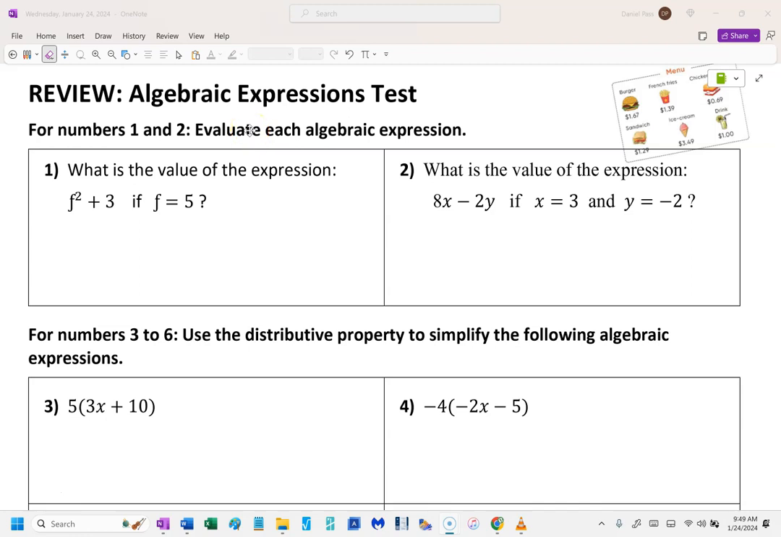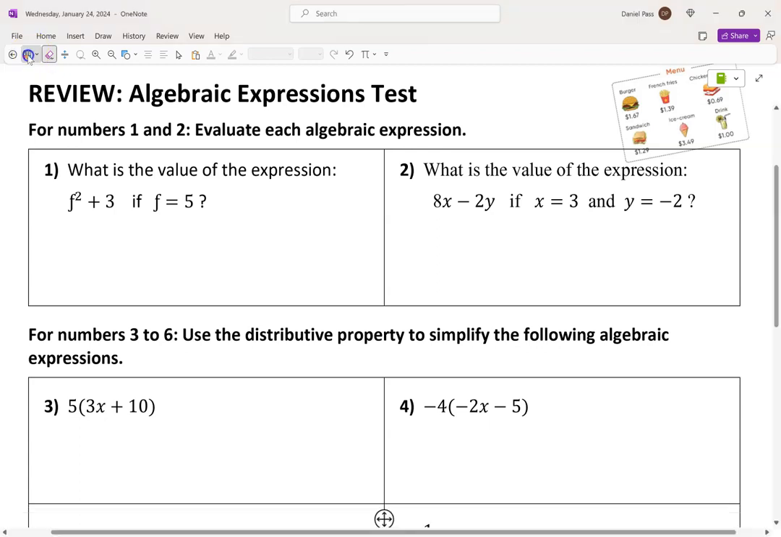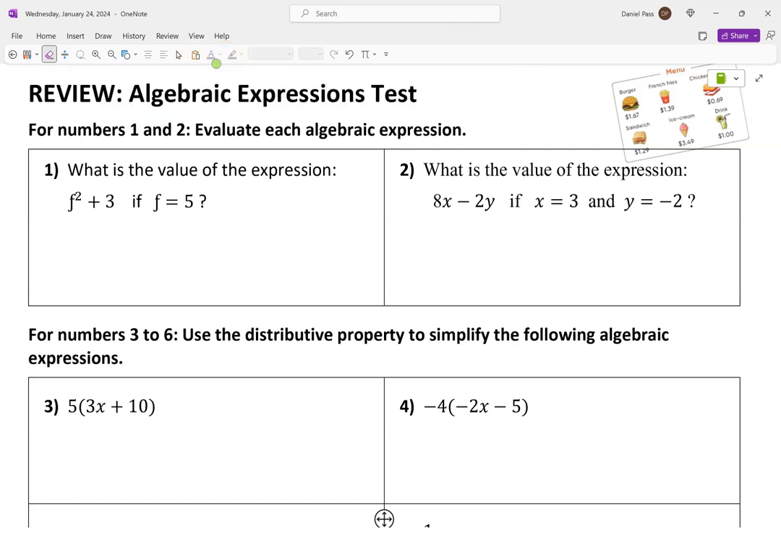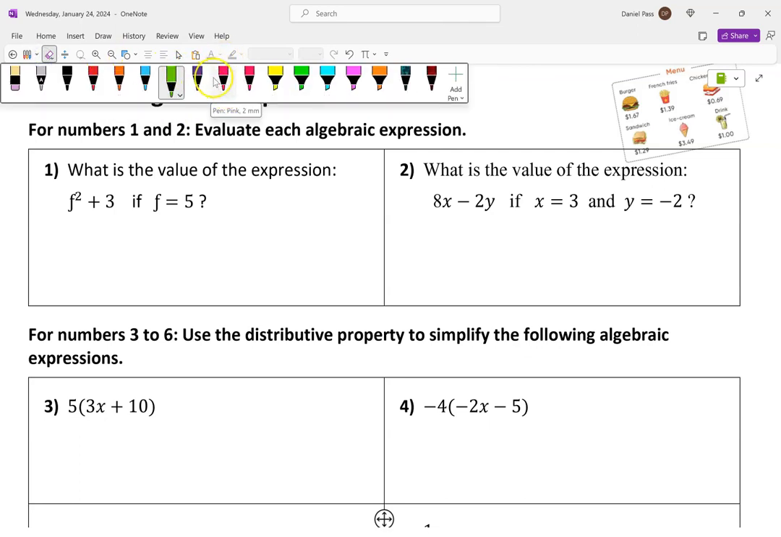Algebraic expressions test. We're going to make a YouTube video so you can review it at home and get a really good score. So the more we focus, right? The more we focus on this, the better your score is going to be.